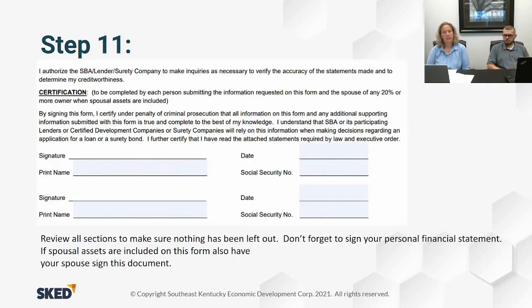Last but not least, that is it for the difficult sections of our personal financial statement. It's not super complicated. It takes a few minutes to get all of the documents together. It is recommended that you print off your bank statements, any investment statements, and any liability statements, so credit cards, car loans, mortgages, all of those things, and get them together in front of you. Because it is easy to leave something off unintentionally.